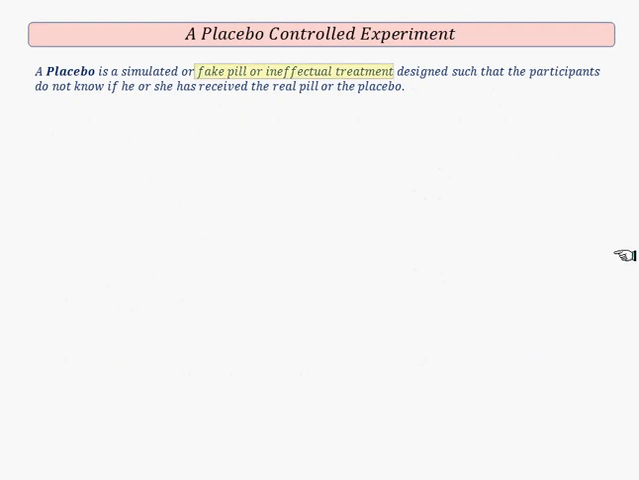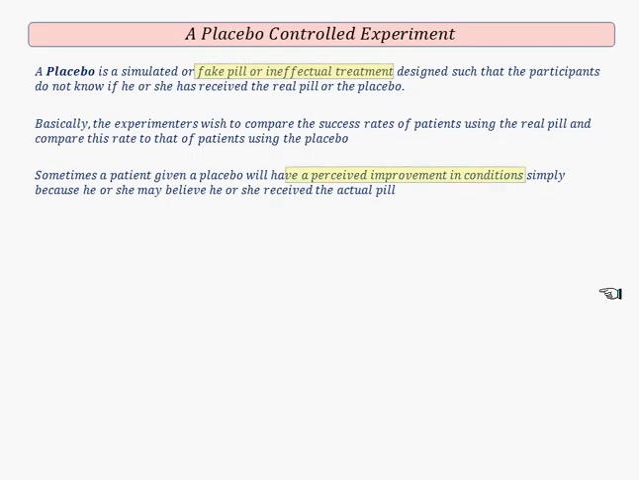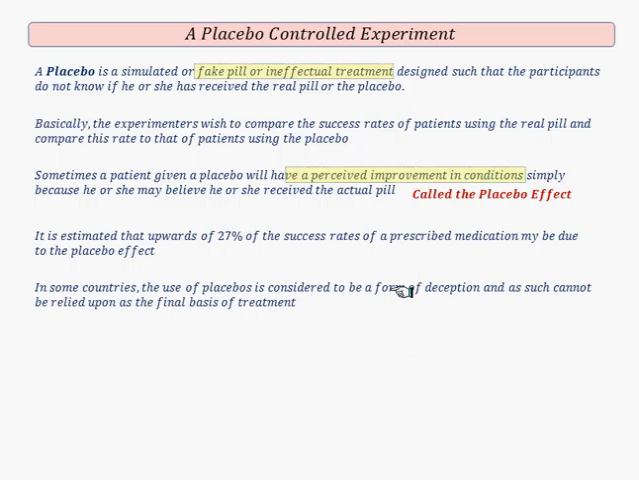Now, placebo control. Placebo is a fake pill or ineffectual pill. It's designed to hide from the participants whether they've received the real pill or the fake pill. And sometimes there's a perceived improvement in conditions because people who think they've got the real pill, and this is called the placebo effect. It should be acknowledged that the placebo effect can be responsible for upwards of 27% of the success rate of a prescribed medication.